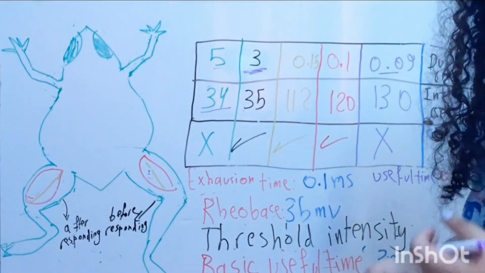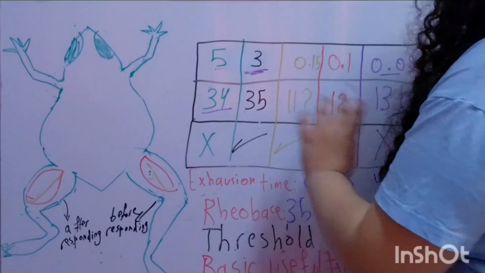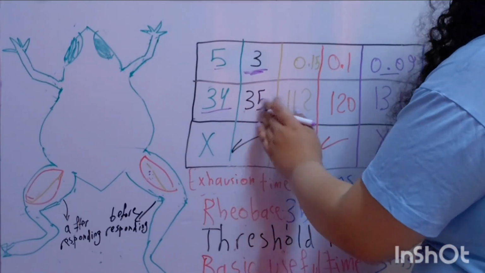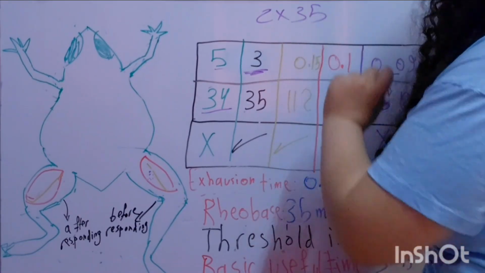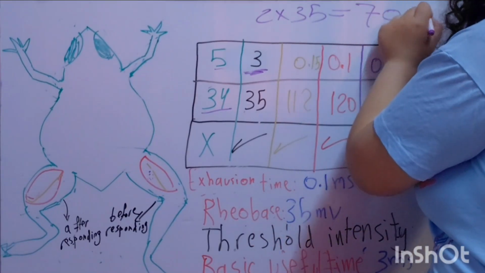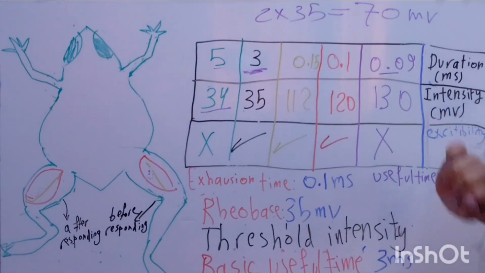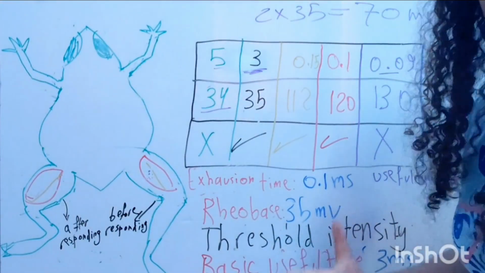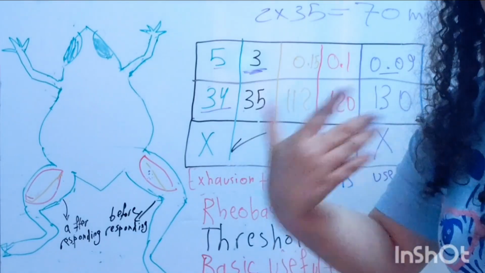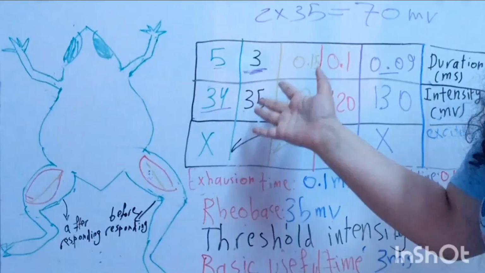Chronaxy is not shown here, but if it were shown, how would we calculate it? First of all, we already have the Rheobase, which is 35. Then 2 times 35 is 70 millivolts. So here 70 millivolts is not seen, but if it were, the definition of chronaxy is the duration when the intensity is 70. So in general it's the duration that we need to achieve the excitability when the intensity equals double the Rheobase.